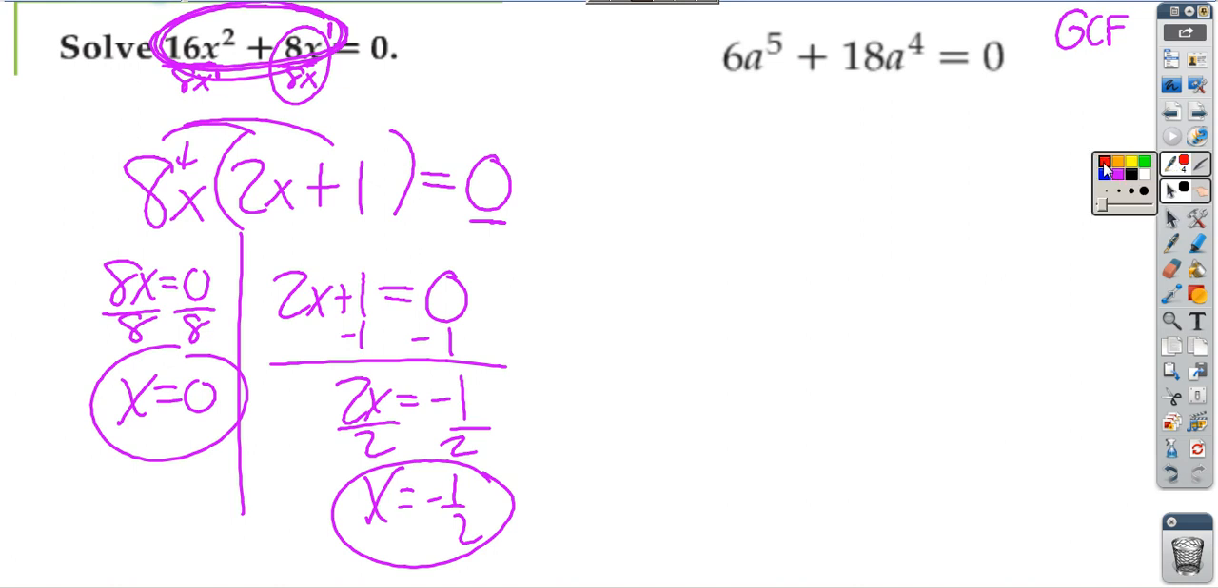Alright, let's take a look at this second one right here. So the greatest common factor, what's the biggest number that goes into 6 and 18?